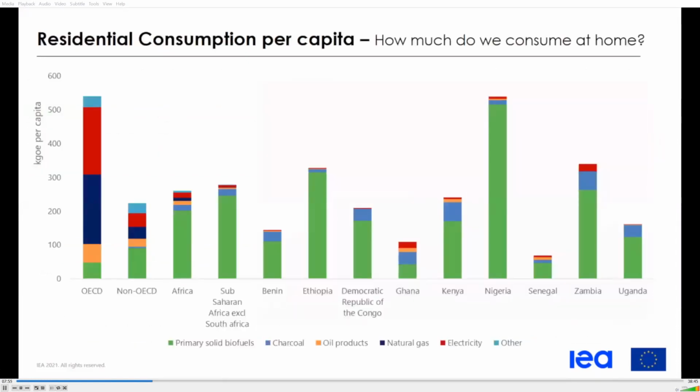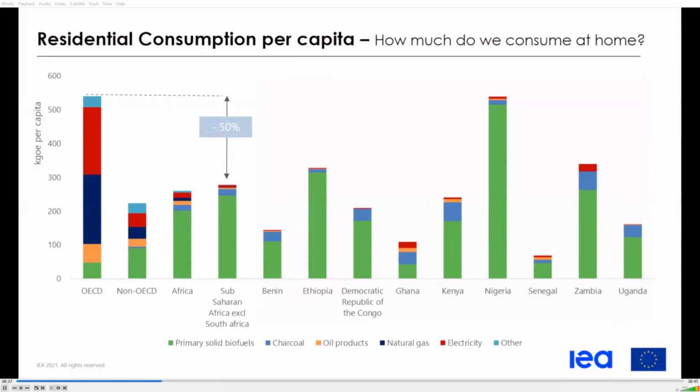Another indicator is the residential consumption per capita. So how much are we consuming at home? In this chart, we can see that the difference between OECD countries and sub-Saharan Africa is quite large. In sub-Saharan Africa, we consume 50% less energy in the residential sector compared to OECD countries.